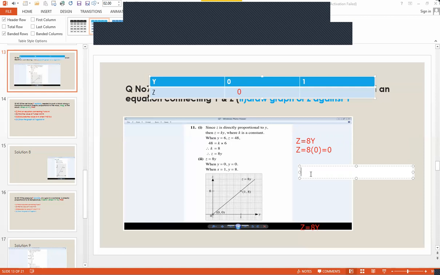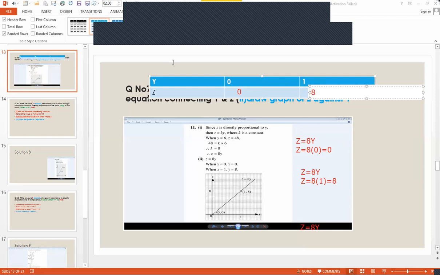Again, we have to rewrite this equation, z is equal to 8y, and now we have to put the value for y, and that is equal to 1, and we have to write this one within a bracket. So 1 times 8, obviously. So what is the value for z here? Here you have to write the value for z, and that is 8.